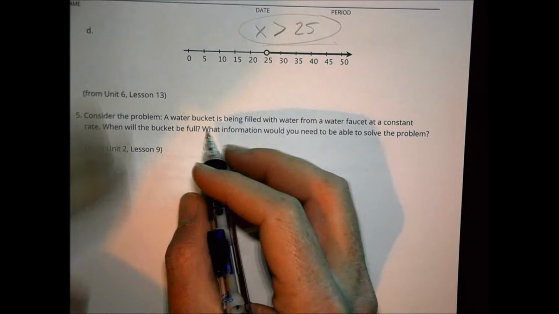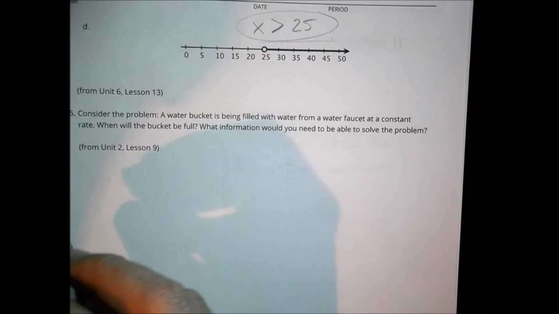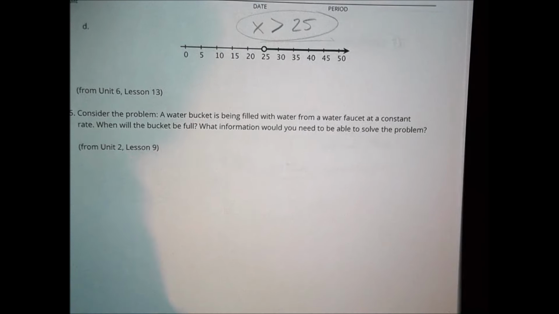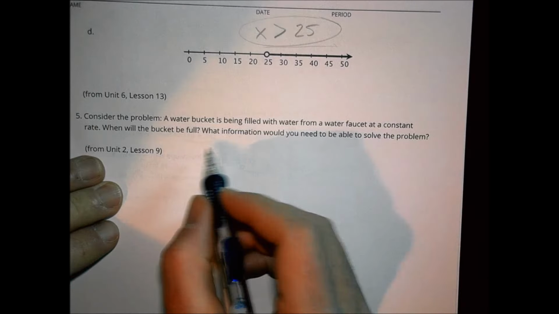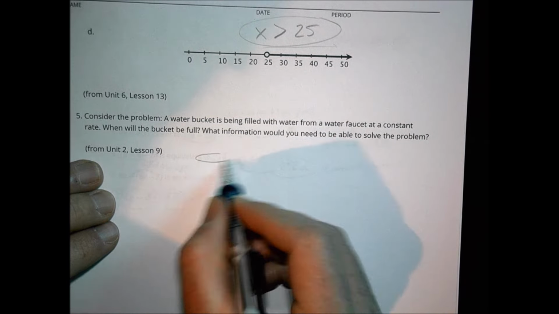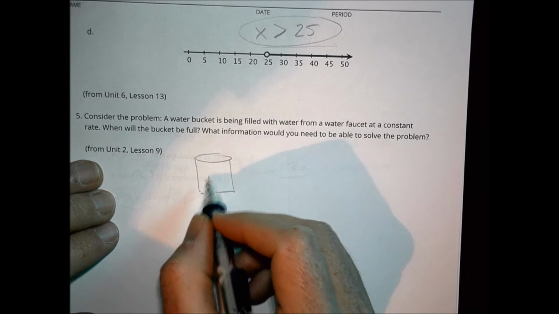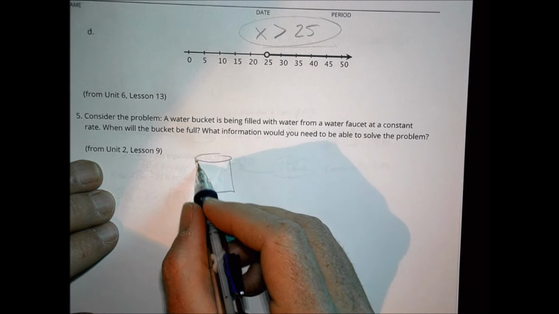Okay, and finally our last one, number 5, consider the problem: a water bucket is being filled with water from a water faucet at a constant rate. We want the bucket to be full. What information would you need to know to be able to solve that problem? Well, a couple things. You'd probably need to know the size of the bucket, right? Whatever the size of that bucket might be.